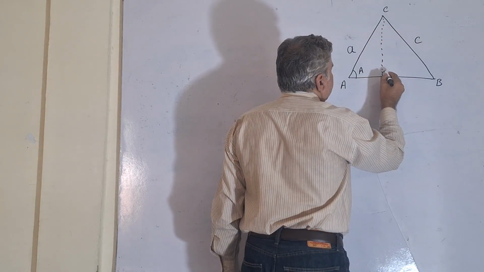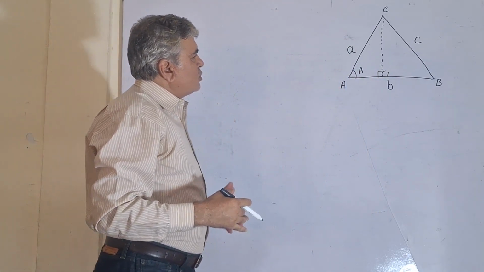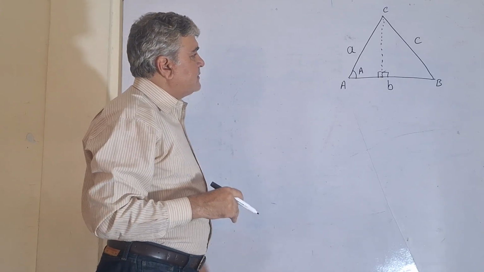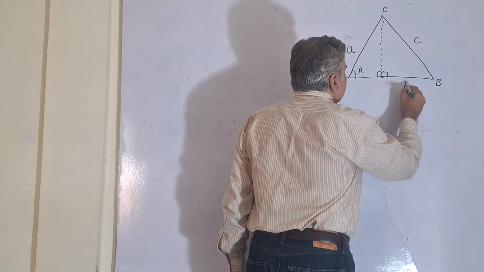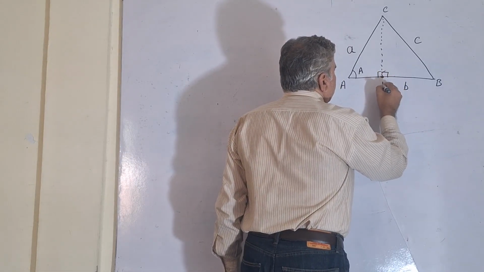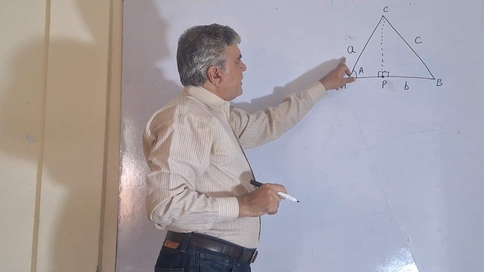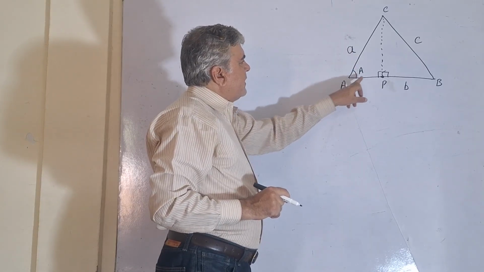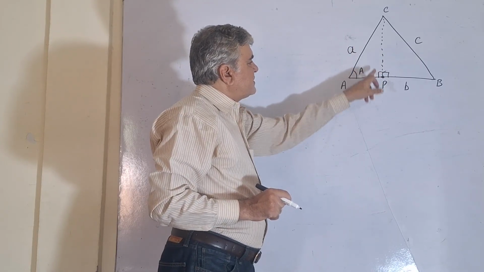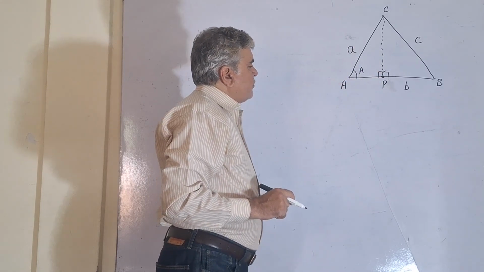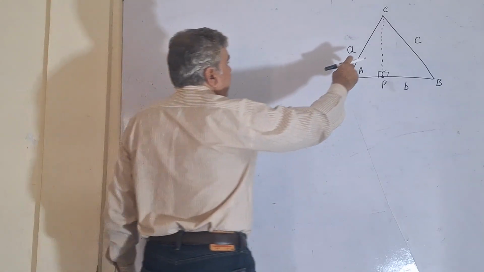Being perpendicular, this is a 90 degree angle and this is a 90 degree angle. That means we split the total triangle into two right triangles. Let me write the B a little away over here, and I denote this point with P. Then if I know the angle A and the side length AC, which is small a, I can find the length of this perpendicular, CP, and also the length from A to P, and that I can do by using the trigonometric relations for a right angle triangle.